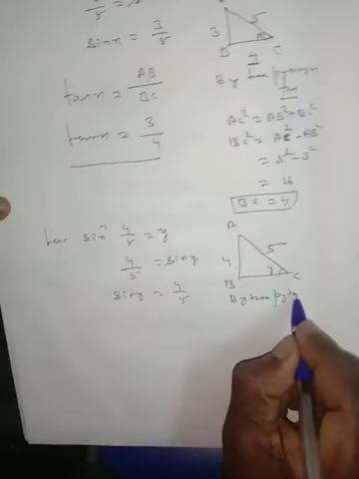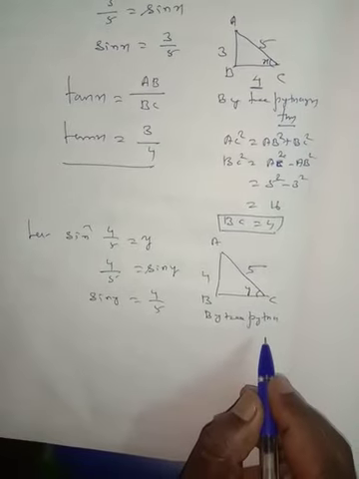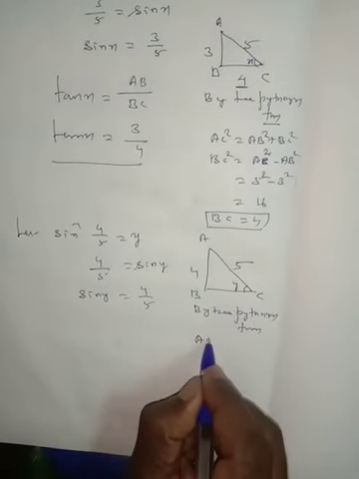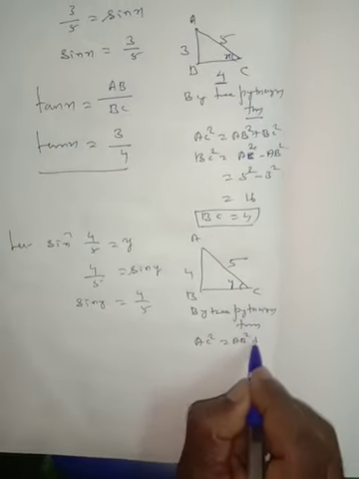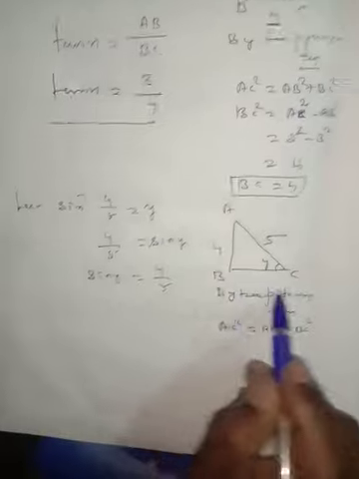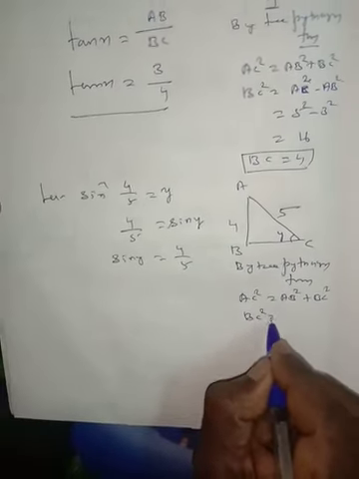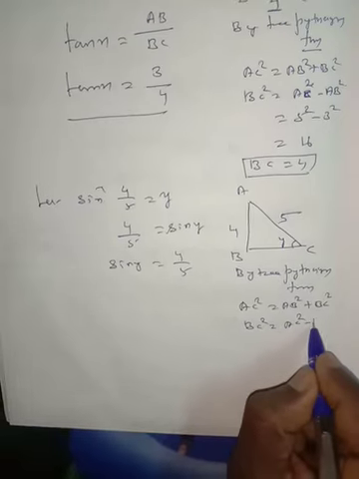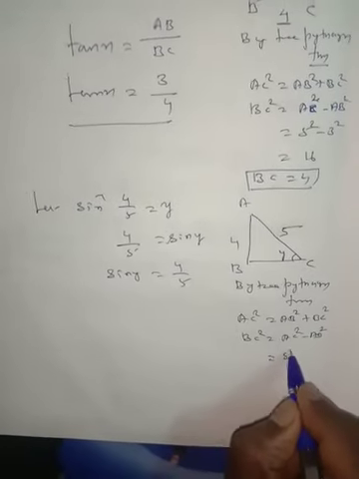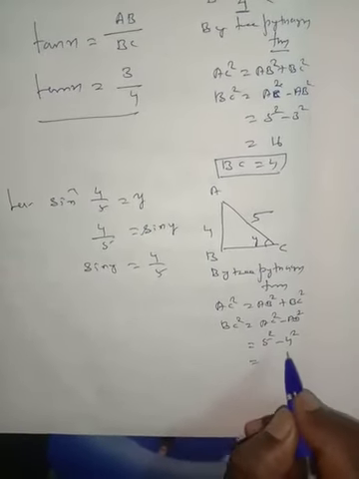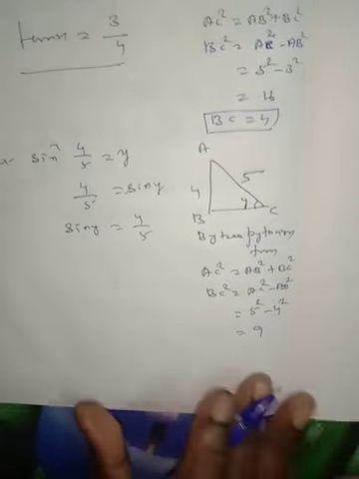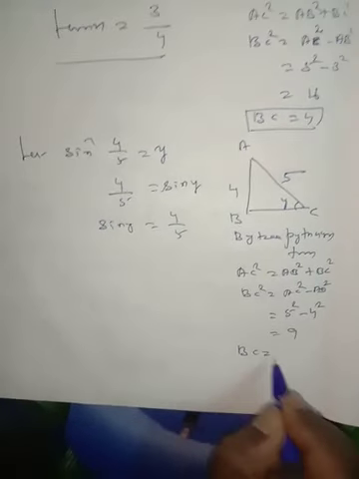By the Pythagoras theorem, AC square is equal to AB square plus BC square. Now we want to find BC square. BC square is equal to AC square minus AB square, which is 5 square minus 4 square, 25 minus 16 is 9. Taking square root on both sides, we get BC is equal to 3.